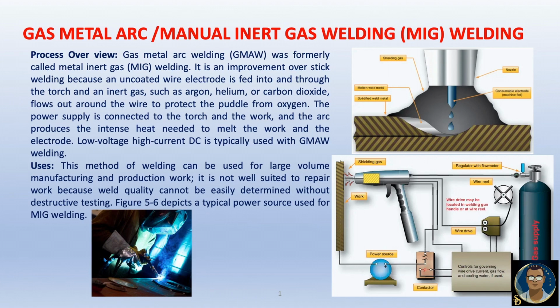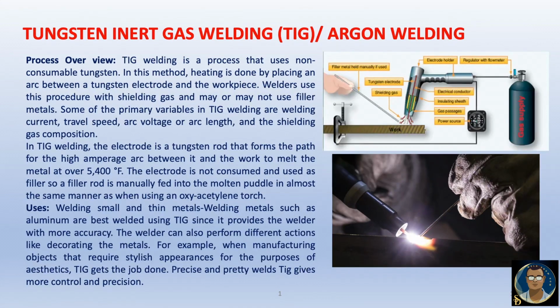Low voltage, high current DC is typically used for GMAW welding. This welding method can be used for large volume manufacturing and production work. It is not well suited to repair work because weld quality cannot be easily determined without destructive testing. You can see the MIG welding setup at the right bottom. Process overview for the TIG.